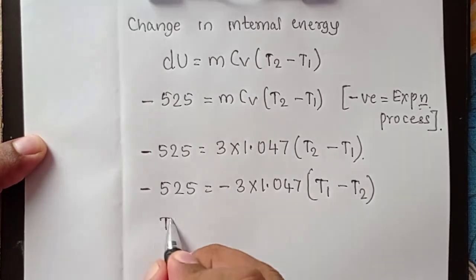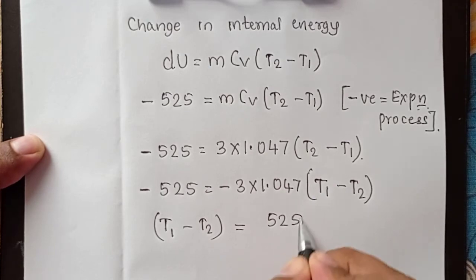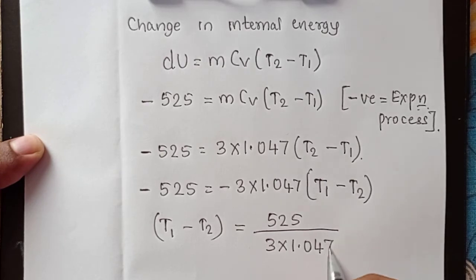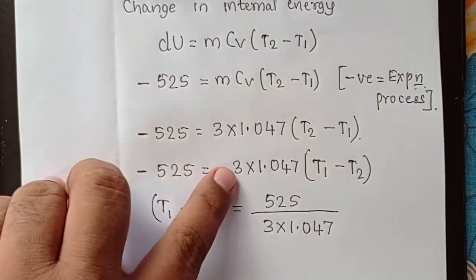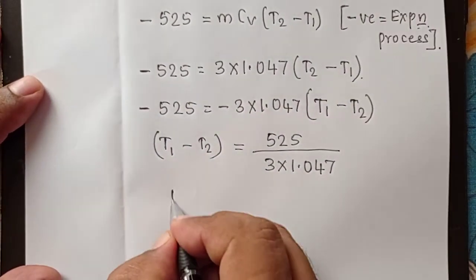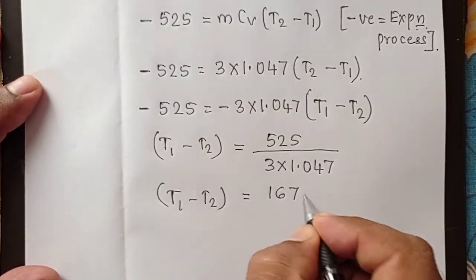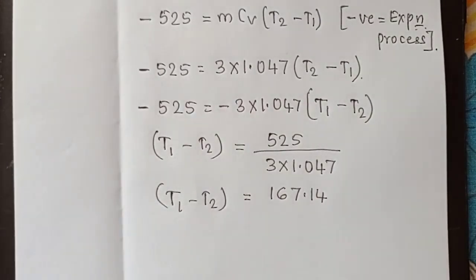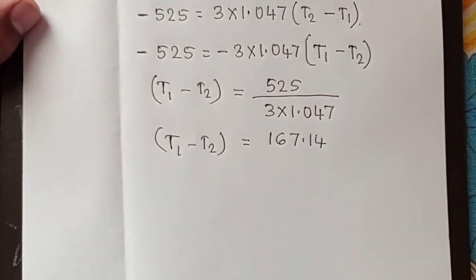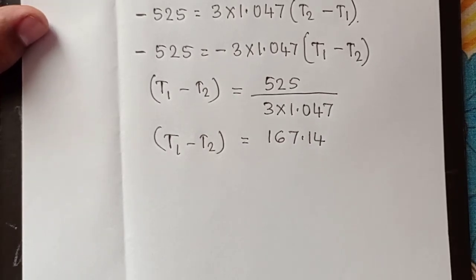So T1 minus T2 will be equal to 525 divided by 3 into 1.047. Both sides have minus, so it becomes plus. So you get the relation T1 minus T2 will be equal to 167.14. I'll repeat, T1 minus T2 is 167.14. And we have found out a relation R into (T1 minus T2) is equal to 1.4 into 10 to the power 5. So we will use this relation now.